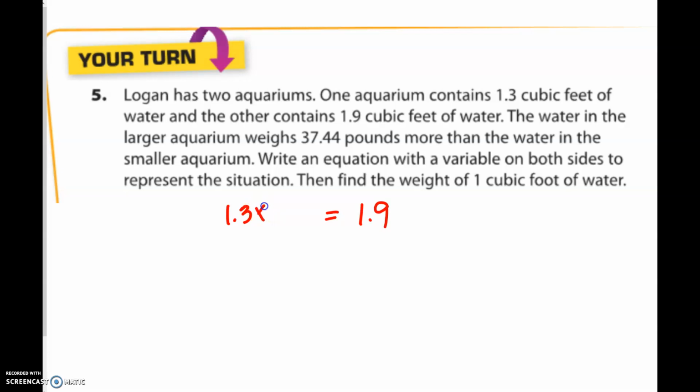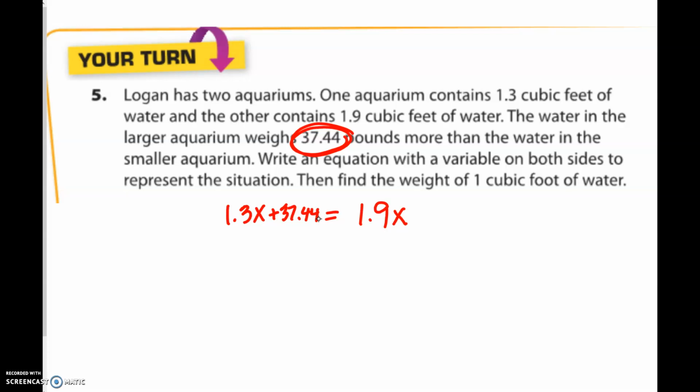So what happens here is you have to add this 37.44 pounds to one side. So you're going to add it to the 1.9 to be equal, or the 1.3. Does the 1.9 already weigh more? Yes, so we're going to add it to the 1.3. Now they're going to be the same. Okay, so this represents the water in the 2 aquariums. So now we need to combine like terms.